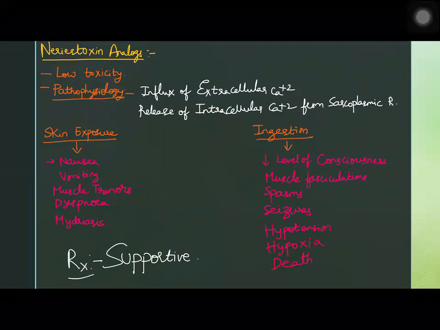And nereistoxin analogs, these are very mildly toxic compounds. The pathophysiology is influx of extracellular calcium, and they also cause release of intracellular calcium from the sarcoplasmic reticulum. Through skin exposure, it will cause nausea, vomiting, muscle tremors, dyspnea, mydriasis. And in case of ingestion, decreased level of consciousness, muscle fasciculation, spasms, seizures, hypotension, hypoxia, and death. So supportive treatment is the thing.